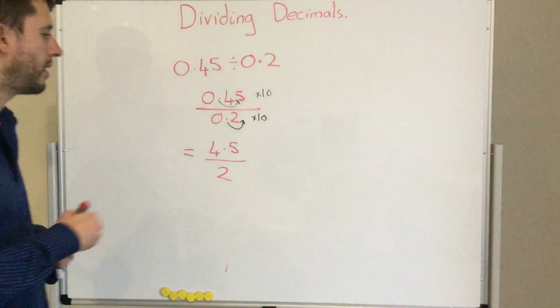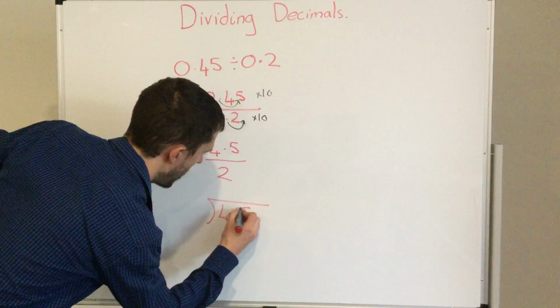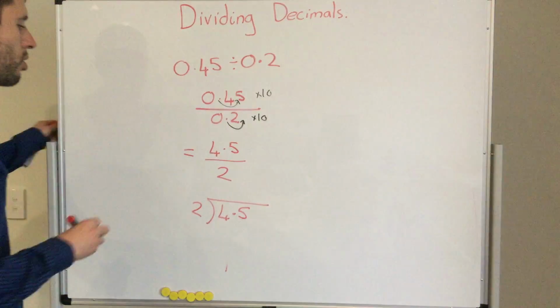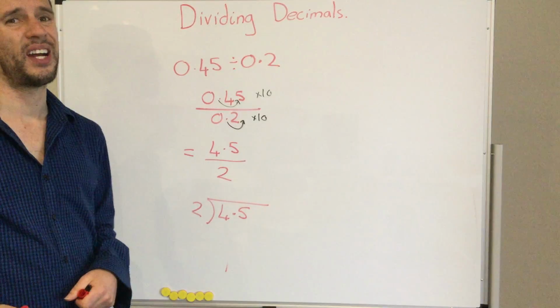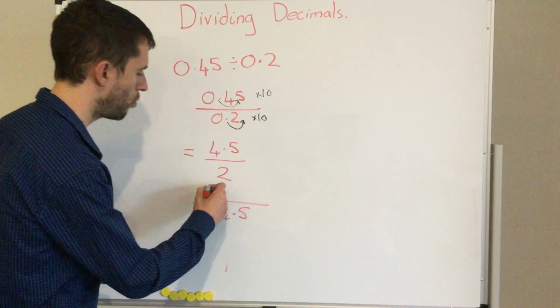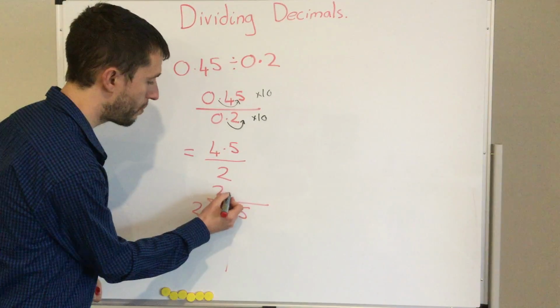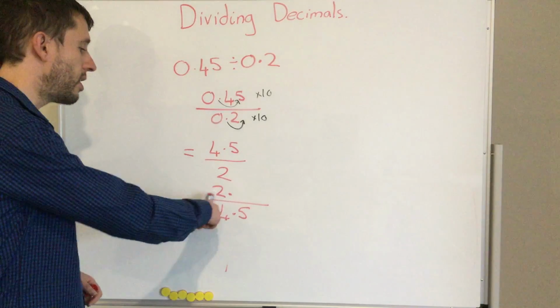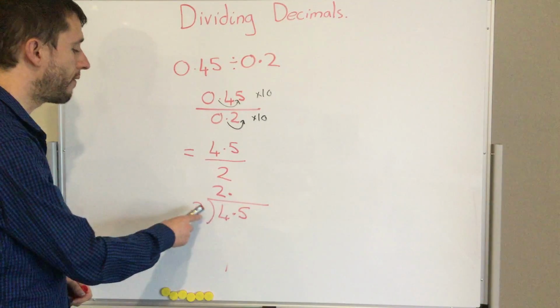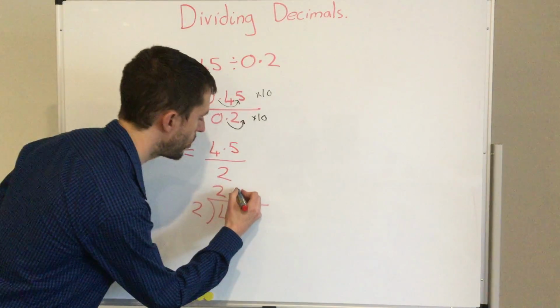Now that makes it easier for me. Because if I've got 4.5 and I'm sharing it with 2 people. If I've got 4 lollies and I'm sharing with 2 people, can I do it? Yes, each person will get 2. I've got a decimal place here, so I put the decimal place and I go to the next column. I didn't have to carry. I've got 5 and I'm sharing with 2. Can I do it? Yes, each person will get 2.